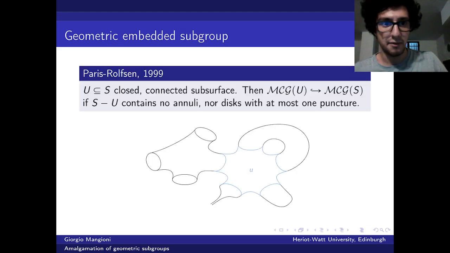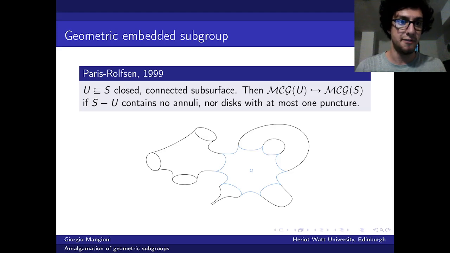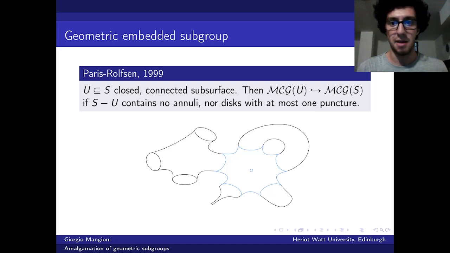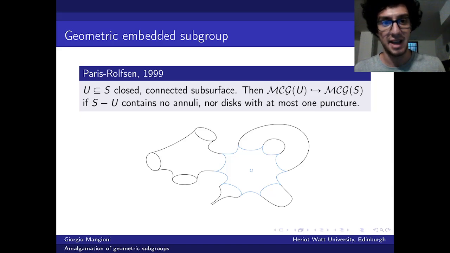So if you have S and a subsurface U, which is closed in the bigger one, then what you can do is take a mapping class supported on U and extend it to the identity on every connected component of S minus U. And this gives a homomorphism from the mapping class group of U to the mapping class group of S.